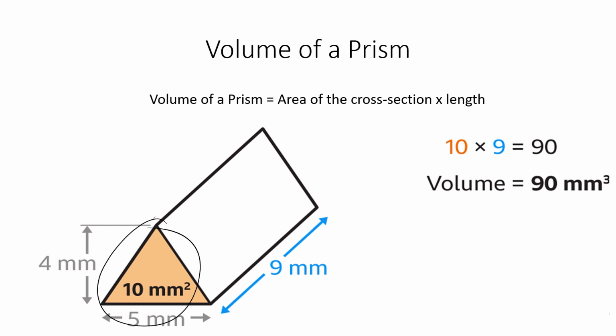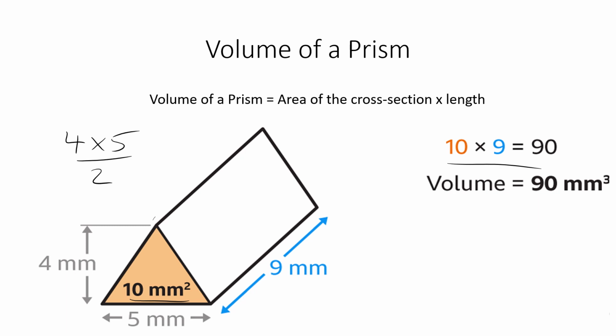So when we're trying to calculate the volume of one of these, you need to work out the area of the cross section. So that's this triangular end here. So remember, with triangles, it's always base times height divided by 2. So what's happened here is we've done 4 times 5 to get 20, and then we've halved that to get 10. And then all we've got to do is multiply it by the length of that prism. So the length here is 9, so we've done 10 times 9. And our volume on this example is 90 millimeters cubed.